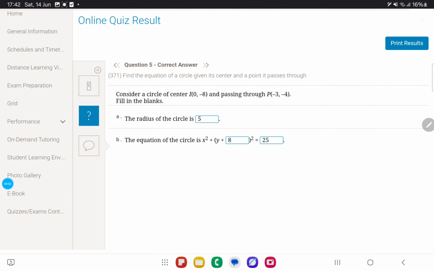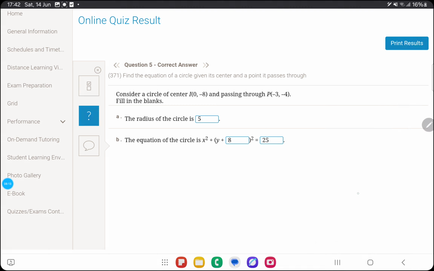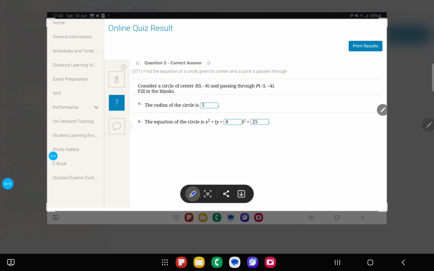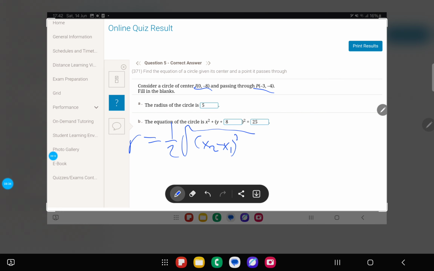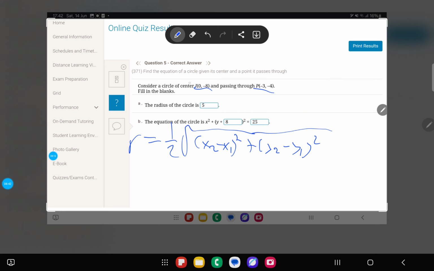Now for question 5. Consider a circle of center I 0, negative 8 and passing through P, negative 3, negative 4. The radius of the circle is what? Again, you want to find the radius, right? But this is different. They didn't give us an equation. This time they gave us the center and a point, so we're going to use a different rule to find the radius. It's r equals 1 over 2 radical x2 minus x1 squared plus y2 minus y1 squared. This is the rule you use when you have the center and a point.